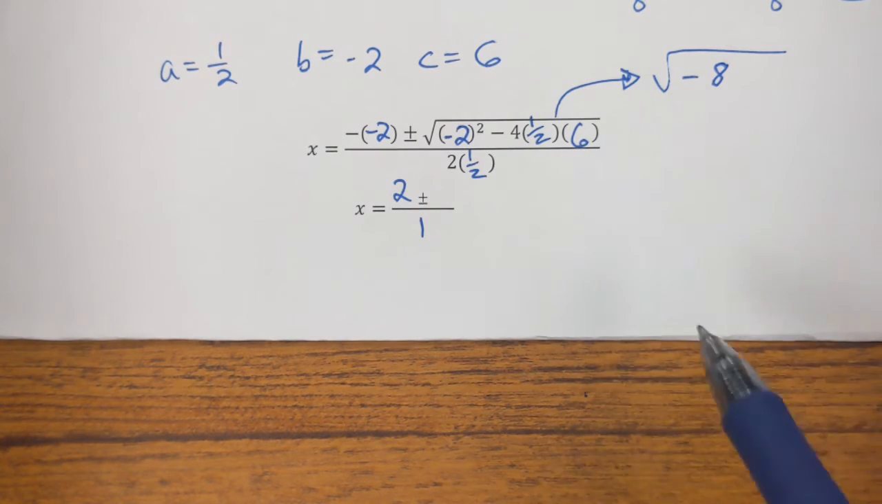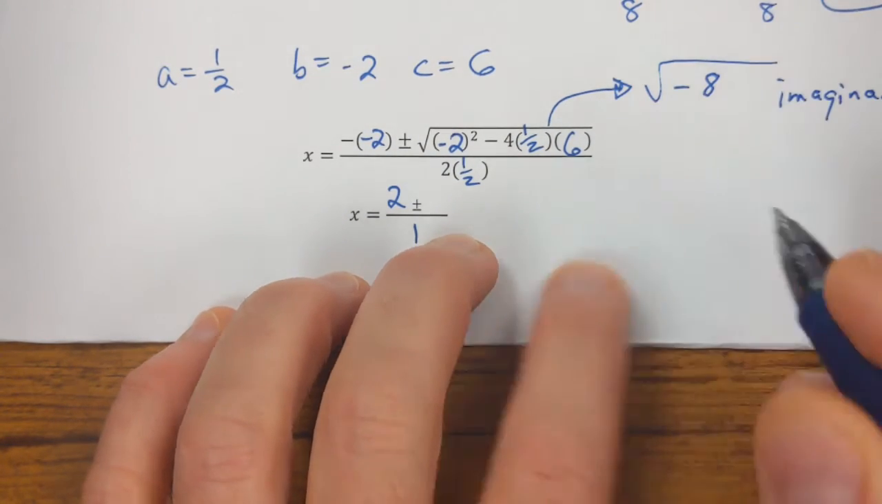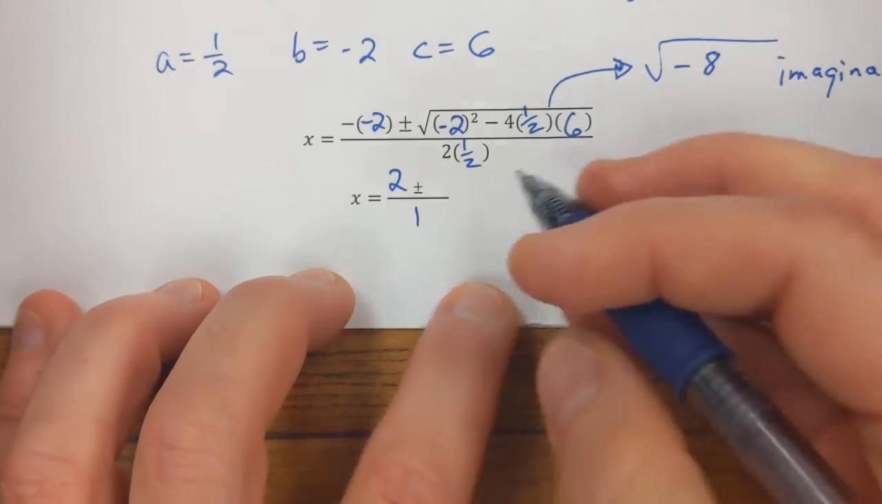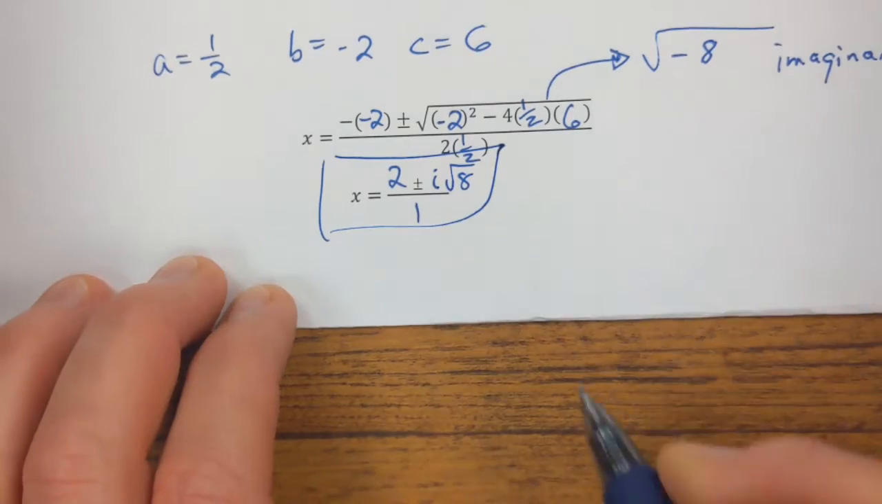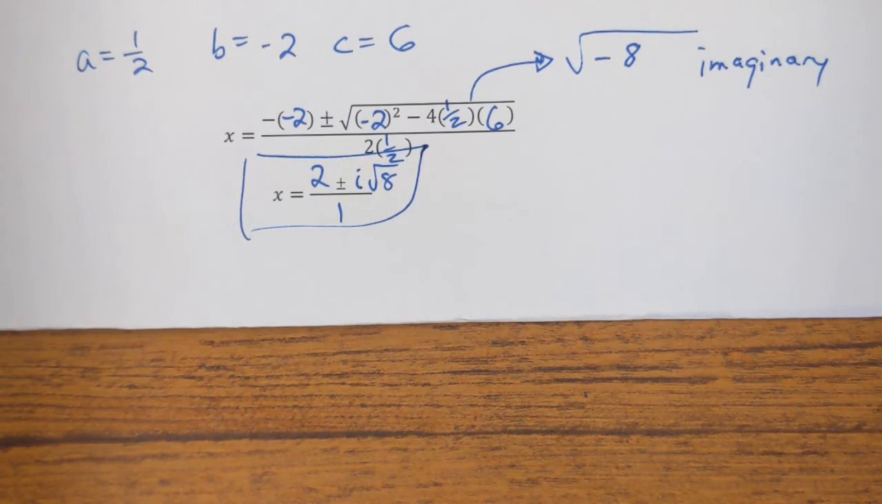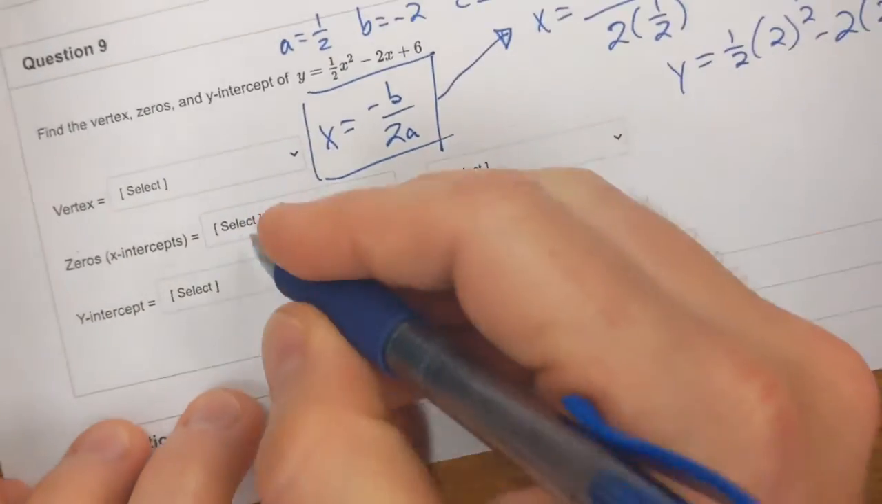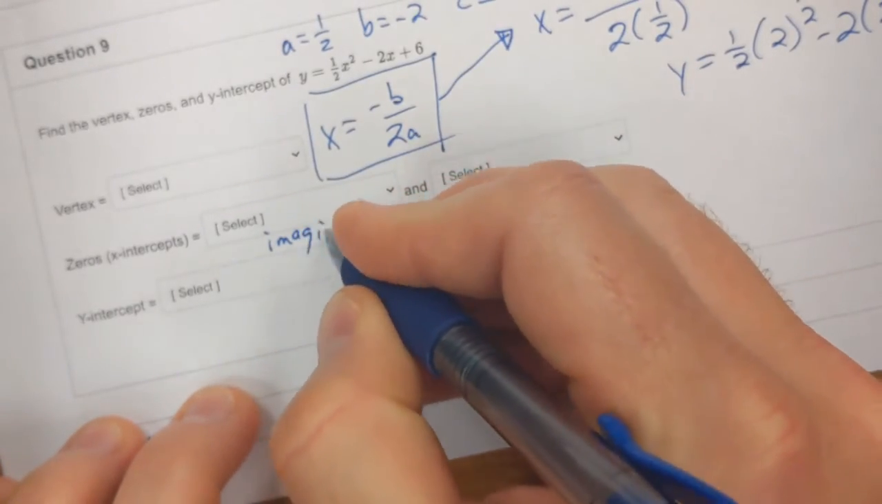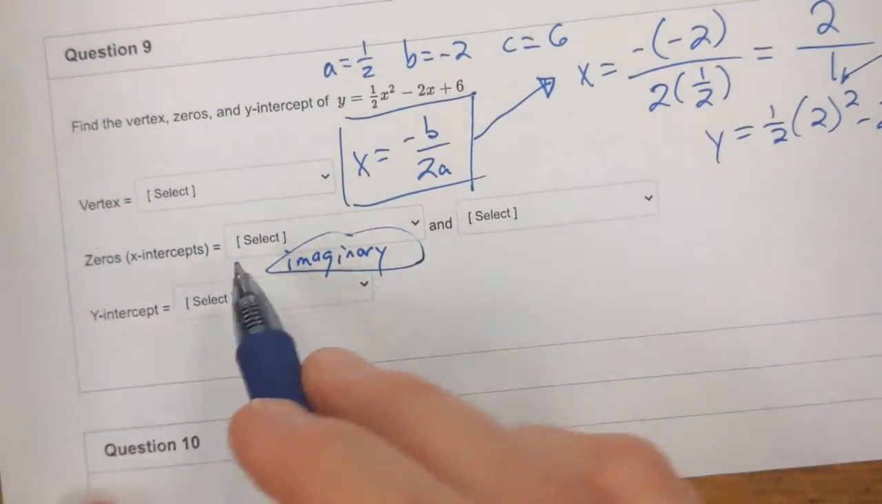All right, and we know this is going to be imaginary because you can't take the square root of a negative number. What we've learned to do in the past is just write this as i radical 8. But at any rate, if you ever have imaginary zeros, that means your graph doesn't have any x-intercepts. If your zeros are imaginary, then it's a guarantee there are no x-intercepts.